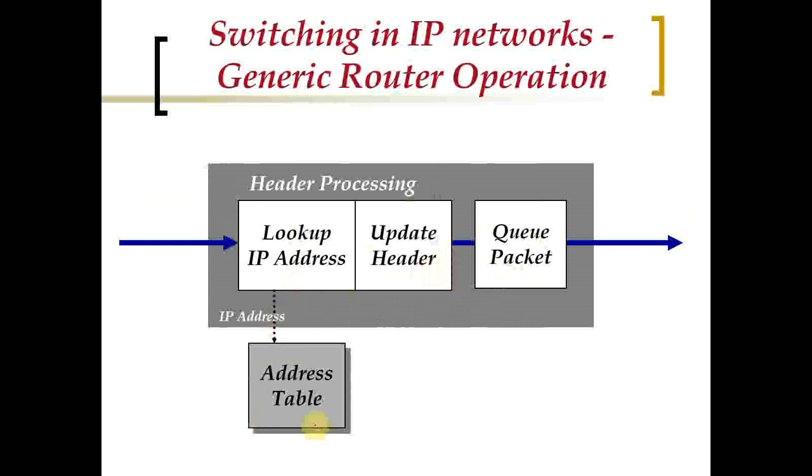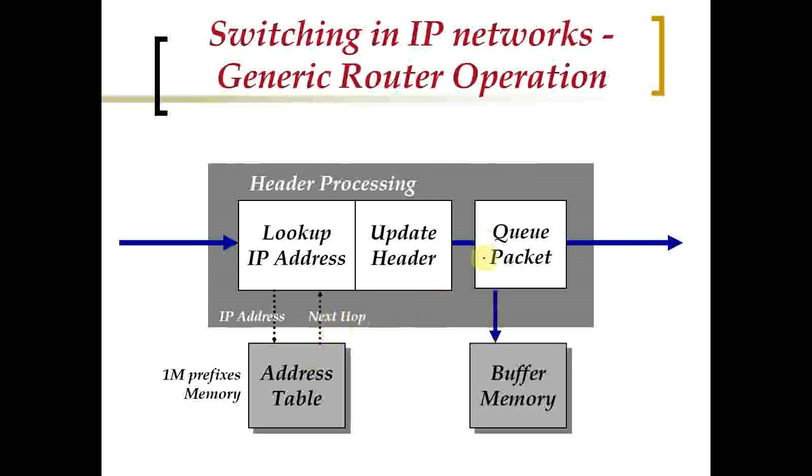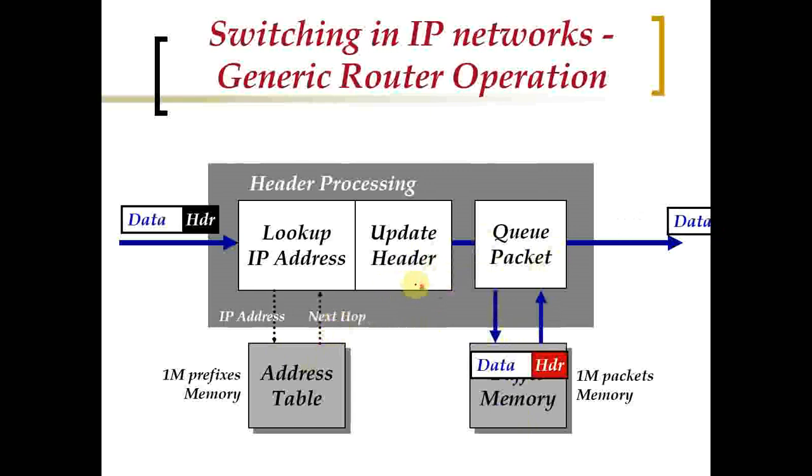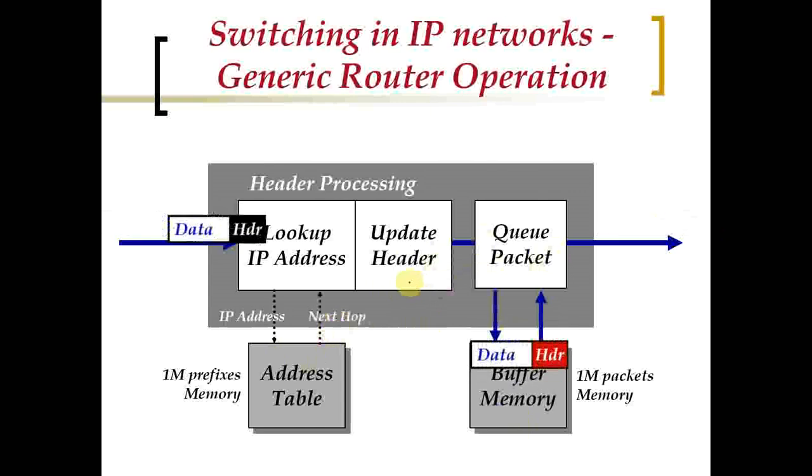Of course, the address table is going to be processed. Then it's going to be updated with the next hop address, put in the queue, buffered in the memory. From the buffer, it will be sent out of the interface. Okay, so this is exactly how it's going to be working.